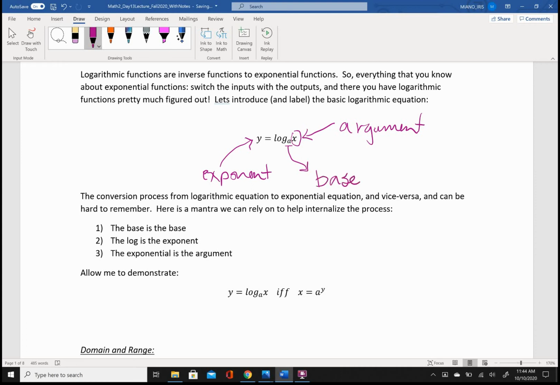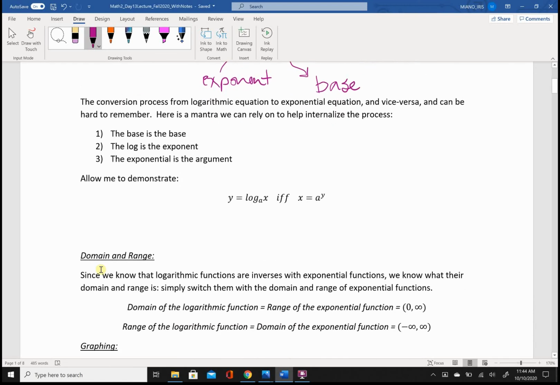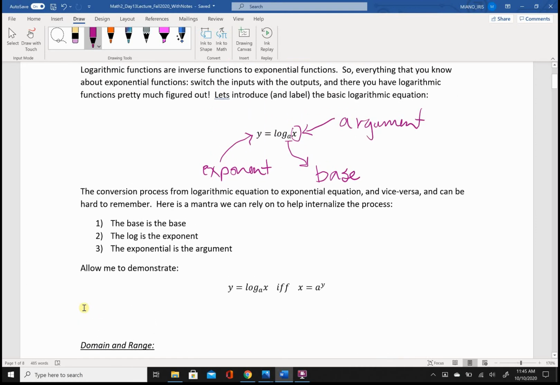You may be thinking, is this the same as the base of the exponential expression involved in exponential functions? Yes, it is. The base is the base. And that gets me into the next thing I want to introduce to you, the mantra that I use every time I'm going to convert a logarithmic equation into an exponential equation, because logarithmic equations have an exponential version to themselves. If you want to convert a logarithm into an exponential, you can recognize that the base of the logarithm is the same as the base of the exponential version of it. The log is equal to the exponent, and the exponential is the argument.